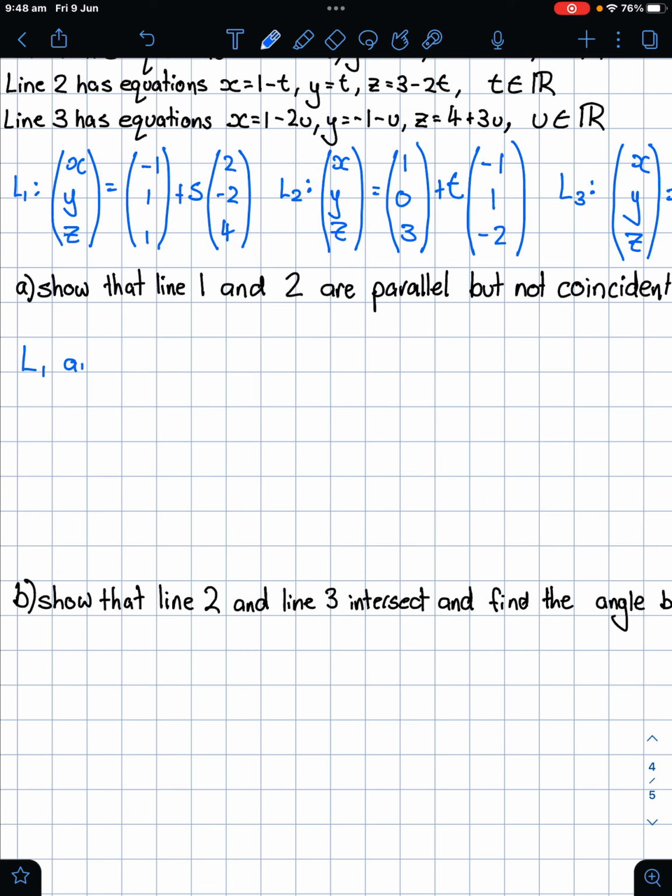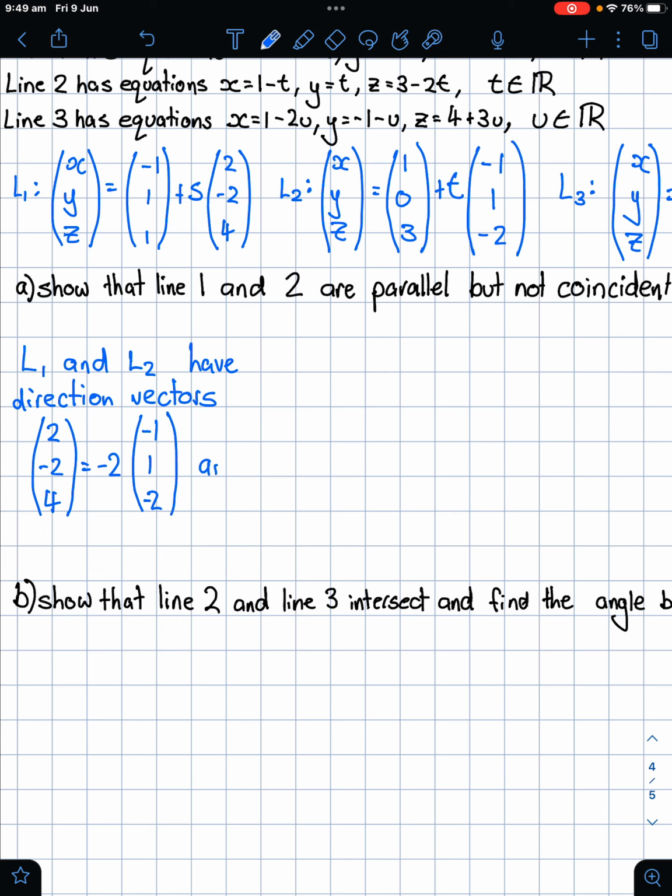So line 1 and line 2 have direction vectors. This first direction vector, which is 2, -2, and 4, is also -2 times -1, 1, and -2. So that's line 1's direction vector. And then line 2's direction vector is -1, 1, -2.